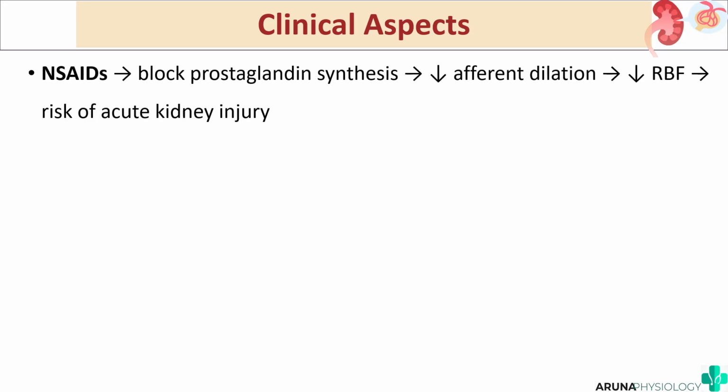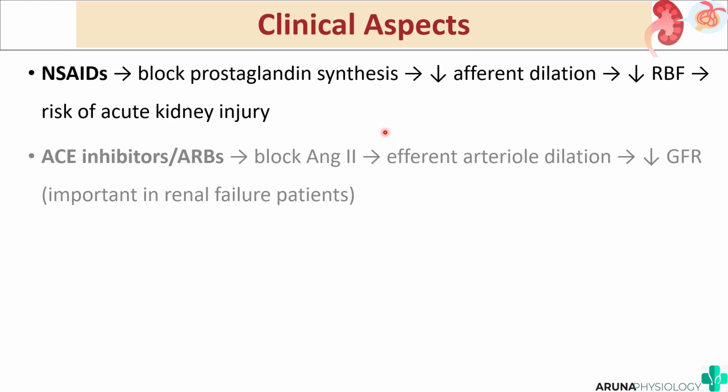Finally, let's discuss some important clinical aspects. There are some drugs which have the risk of affecting the kidneys. We'll see each one by one. We know that NSAIDs are not good for kidney patients. Why? Because they block prostaglandin synthesis, thereby decreasing the afferent arteriolar dilatation, thereby decreasing the renal blood flow, and there's a high risk of acute kidney injury. That is why we say that kidney patients should not be given NSAIDs, and long-term use of NSAIDs should be avoided because it can cause kidney injury.